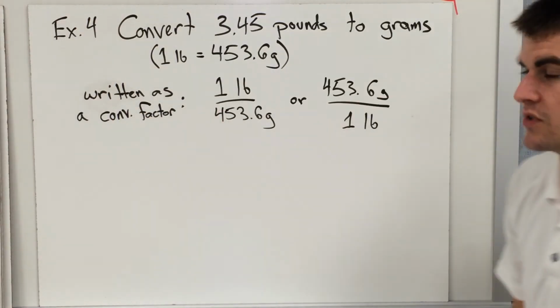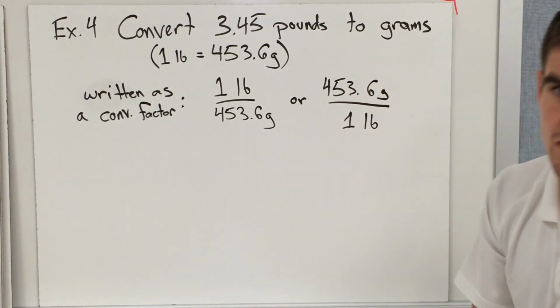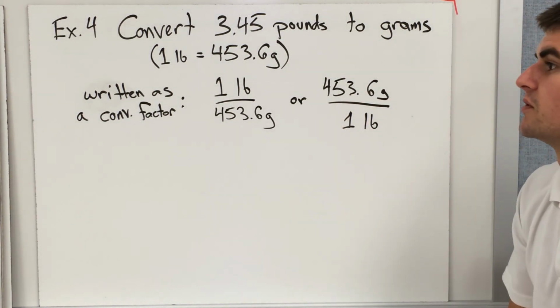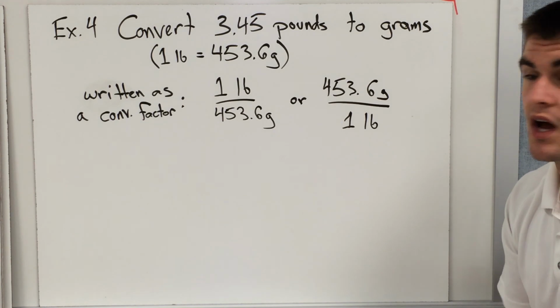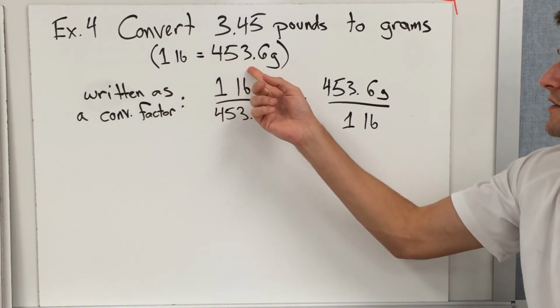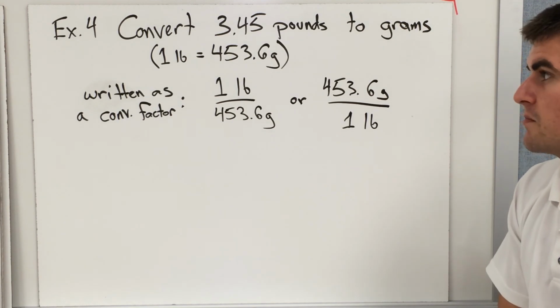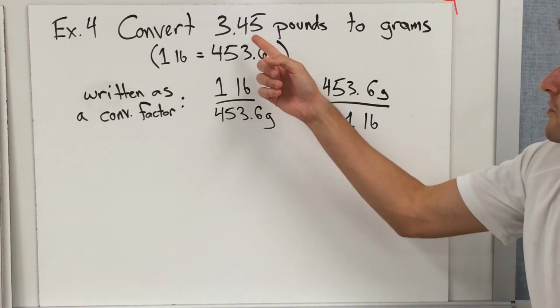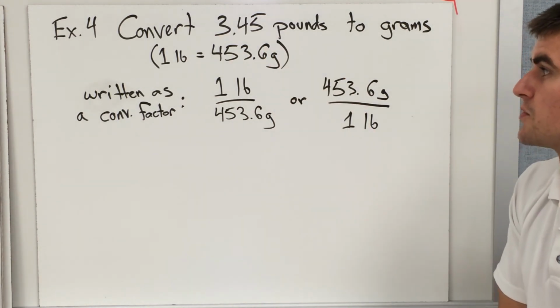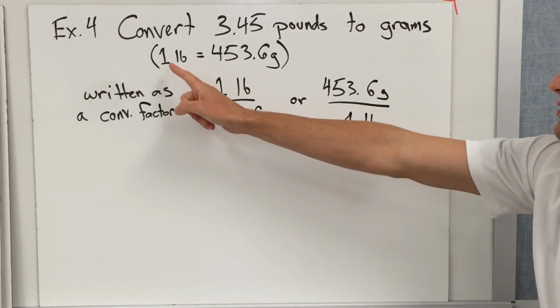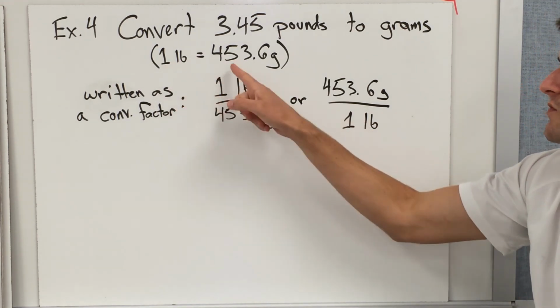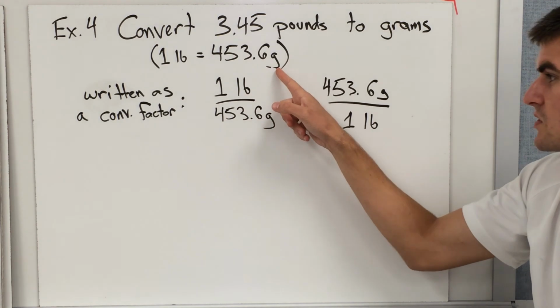Alright, last example. This one probably easier than the last one. I just wanted to show you an example like this because sometimes I give you the conversion factor and then I just expect you to know how to use it from there. So convert 3.45 pounds to grams if 1 pound equals 453.6 grams.